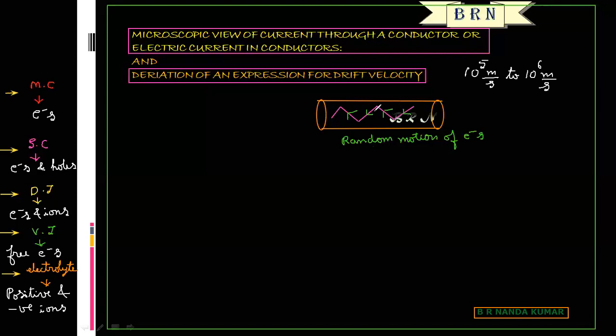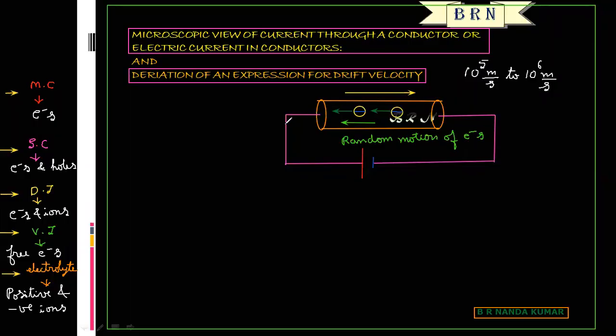So what is the net flow of charge through the conductor in the absence of electric field? In the absence of electric field, the net flow of charge through the conductor is zero. Then what amount of current is flowing? If charge flowing through the conductor is zero, the current is equal to zero, because I is equal to Q by t. If Q is equal to zero, then the value of I is also equal to zero. So in the absence of electric field, the net charge flowing through the conductor is zero, and the net current flowing through the conductor is zero.